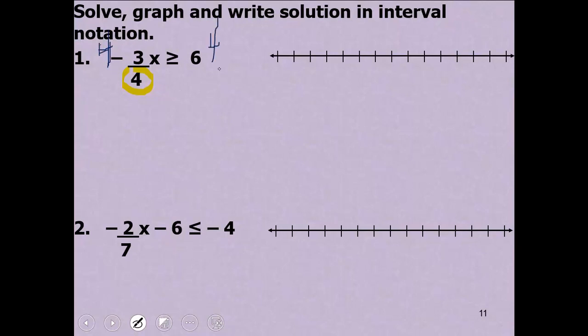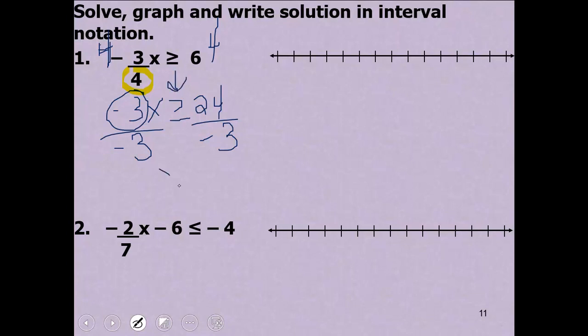So I have negative 3x is greater than or equal to 24. Now I am going to divide by the negative 3. Now I am dividing by a negative number, which means that in order to keep my solutions the same, I have to flip my inequality sign. So this becomes x is now less than or equal to negative 8. This is the solution that I'm going to graph and write in interval notation.